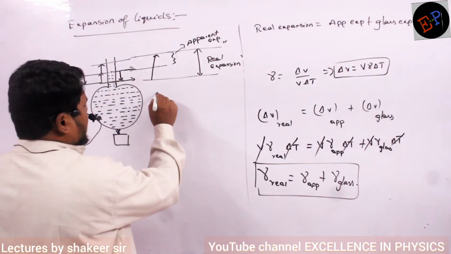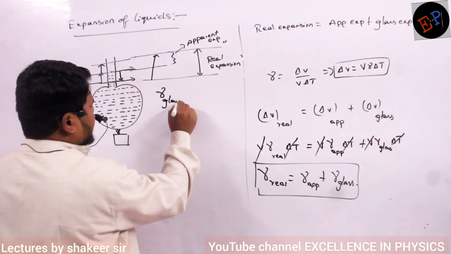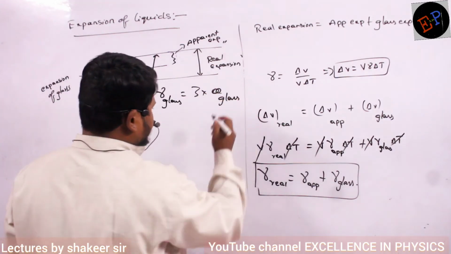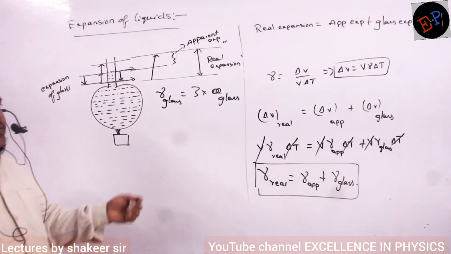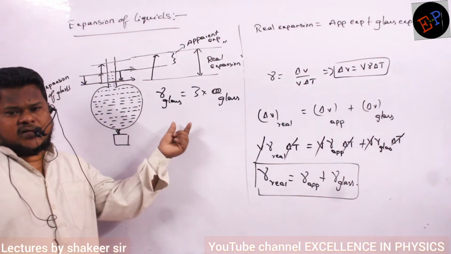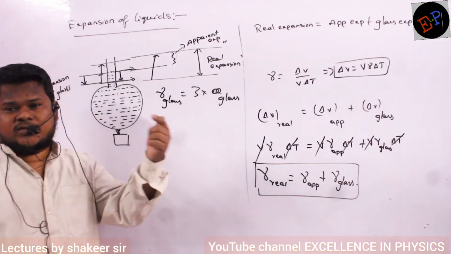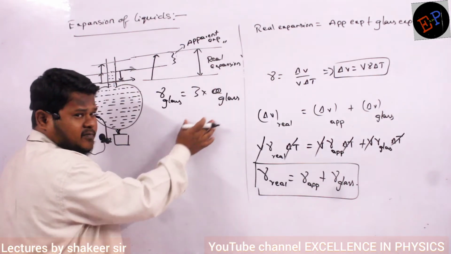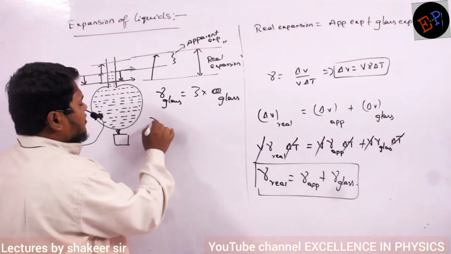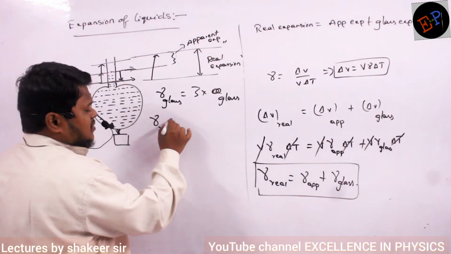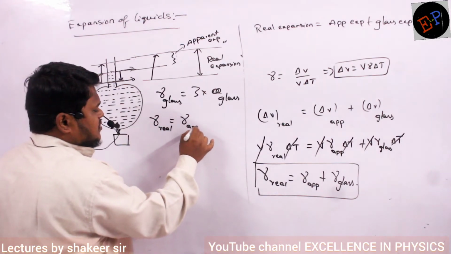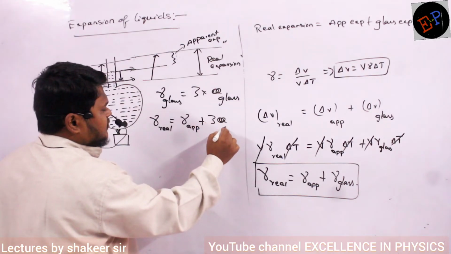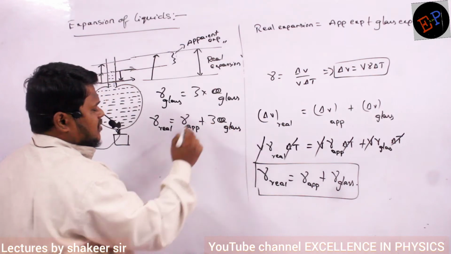So gamma of glass can be written as 3 times alpha of glass. Can I write like this? Because yesterday we studied this relation, no? The relation between alpha, beta and gamma is 1 is to 2 is to 3. So therefore gamma of glass is 3 times alpha of glass. So the same relation, how can I write? Gamma real is equal to gamma apparent plus gamma glass, or I can write 3 alpha of glass.